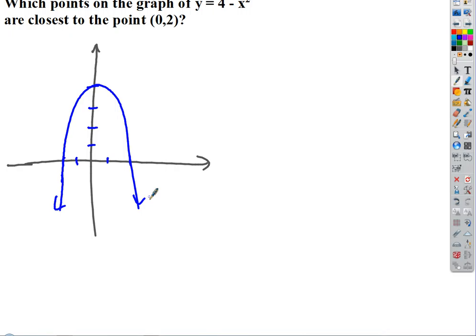So if we're trying to find the places closest on the graph to the point 0, 2, and I didn't draw that very symmetrically, but it should be symmetrical. We don't know exactly where it is, but it's somewhere probably kind of in here-ish. It's not going to be clear down here, obviously. Someplace up there above the x-axis probably. We'll find out, though.